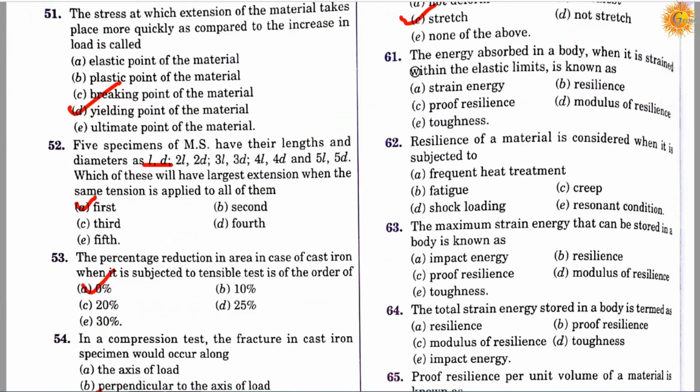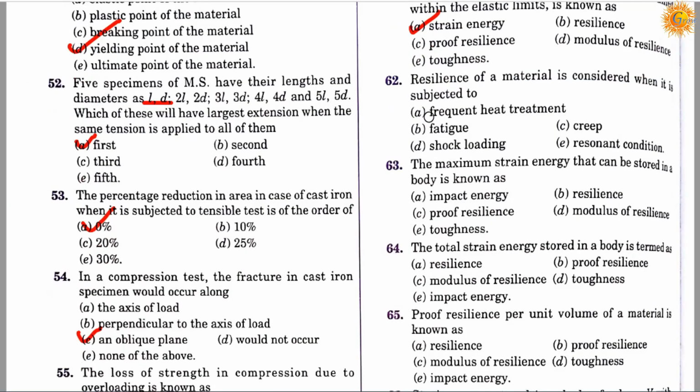Question number 61. The energy absorbed in a body when it is strained within the elastic limits is known as: option A, strain energy; option B, resilience; option C, proof resilience; option D, modulus of resilience; option E, toughness. Correct answer is A, it's called strain energy.